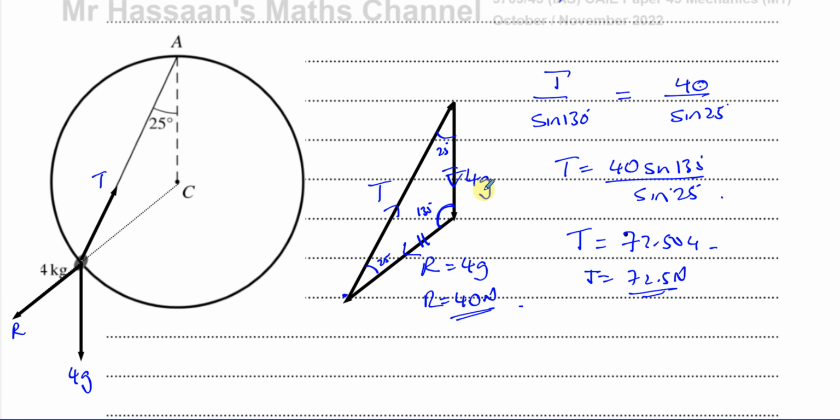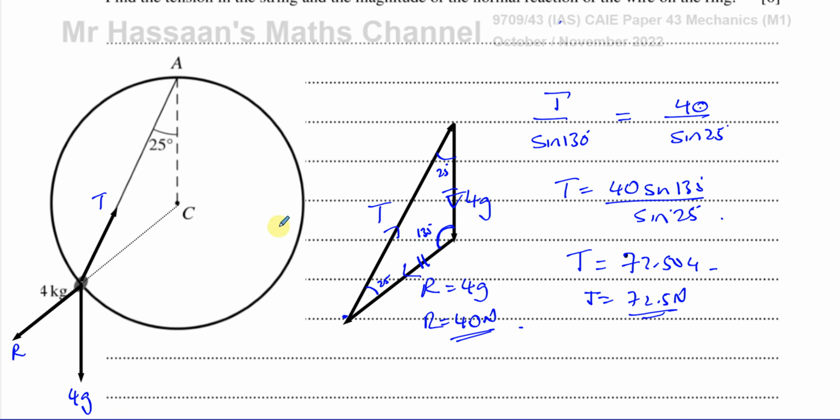We could even use the sine rule, but we can see that they're the same. This is 40, all right? This must be 40 because it's isosceles. We could say that R over sine 25 equals 4G over sine 25. Well, of course, they're the same. So R is 40. So we get our answers using this method of forming a triangle and using the sine rule, because it's in equilibrium and there are three forces acting.